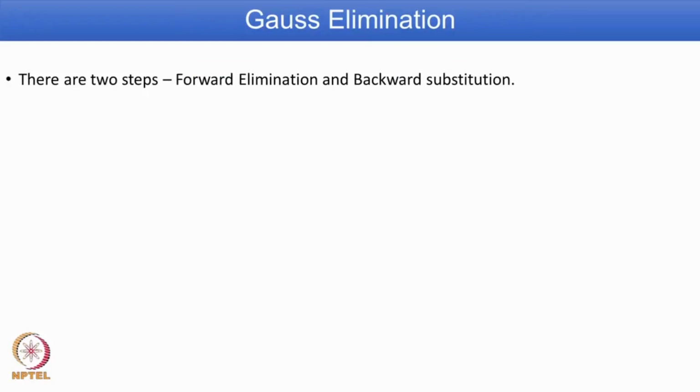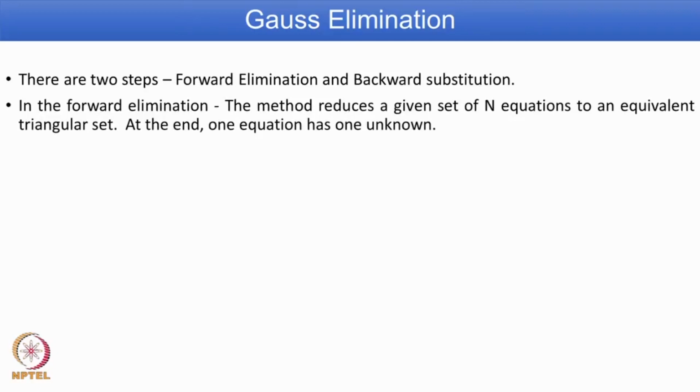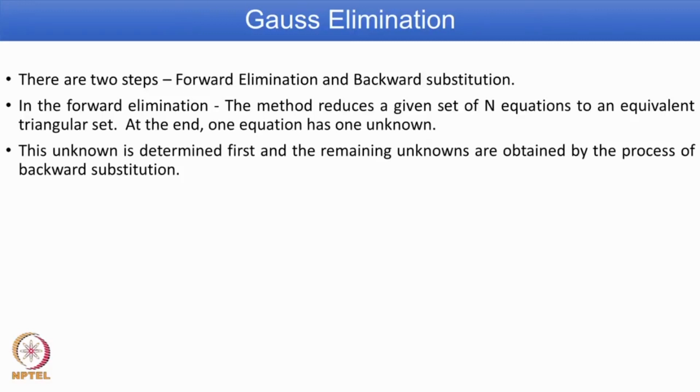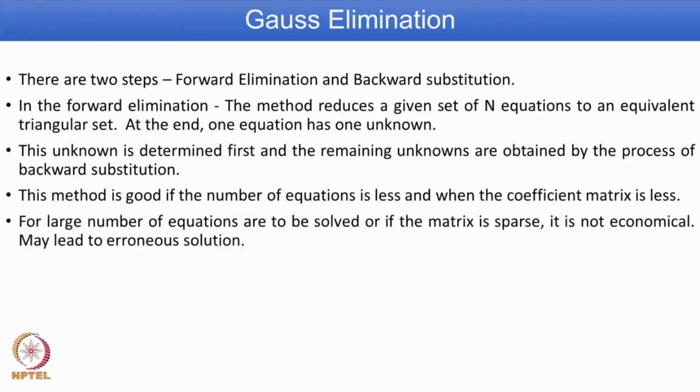The Gauss elimination method has basically 2 steps. One is forward elimination, the second step is backward substitution. In the forward elimination, the method reduces a given set of n equations into an equivalent triangular set. So, the coefficient matrix at the end of the forward elimination step will be in the form of what is known as an upper triangular matrix. By doing so, at the end the last equation will have one unknown and that unknown is directly computed. Then the remaining unknowns are computed by a step called backward substitution.